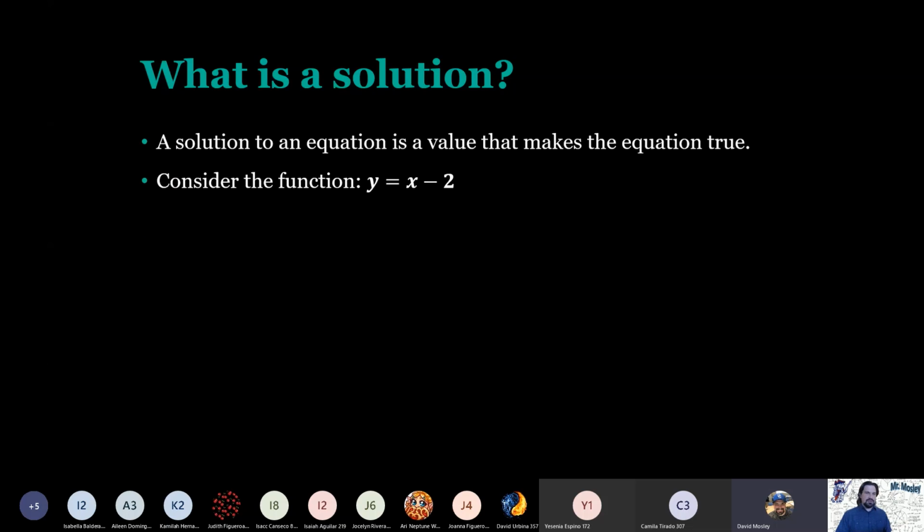Okay. So if we consider the equation or the function, y equals x minus 2. It's a linear function. If we graphed it, we would get a line. The value of y depends on the value of x. We can't figure out what y is unless we know what the value of x is.